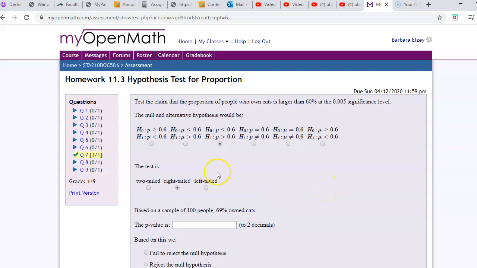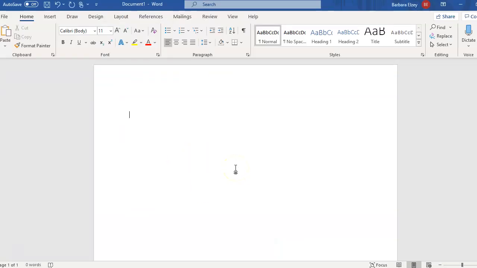Okay, so our next step would be to find our test statistic. Notice it asks for the p-value, though. So we're going to have to find our test statistic on paper, and then we'll have to look up the p-value from that test statistic. We have 100 people in our sample, and 69% own cats. So that's our p-hat, 69%.